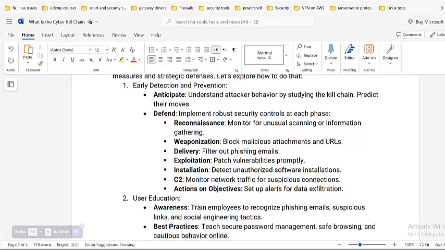C2, or command and control: monitor network traffic for suspicious connections. Actions on objectives: set up alerts for data exfiltration.